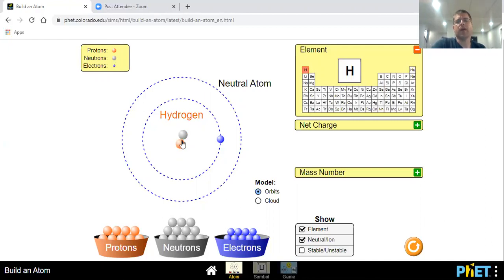So ultimately here we have a positive proton, positively charged nucleus, and one negative electron. So they cancel each other out and make a neutral atom. Okay, so let's make another one. Let's see what happens if I add another proton.